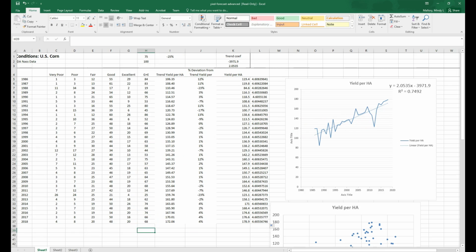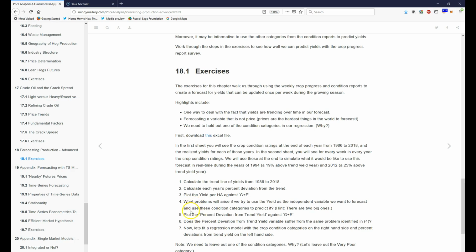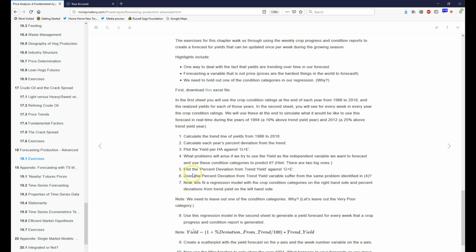Okay, so let me come back over here and see if we're ready for next. We plotted percent deviation against trend yield. And we talked about how the percent deviation does not suffer from the problem of the trending variable in yield. And it's a little bit less of a problem from the perspective of those negative yield realizations making the variable not normal.